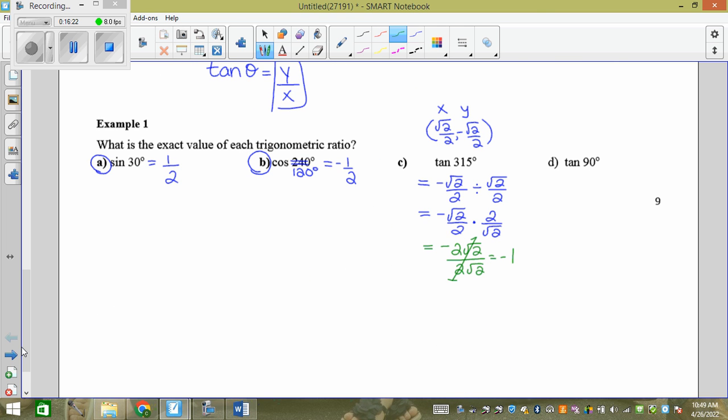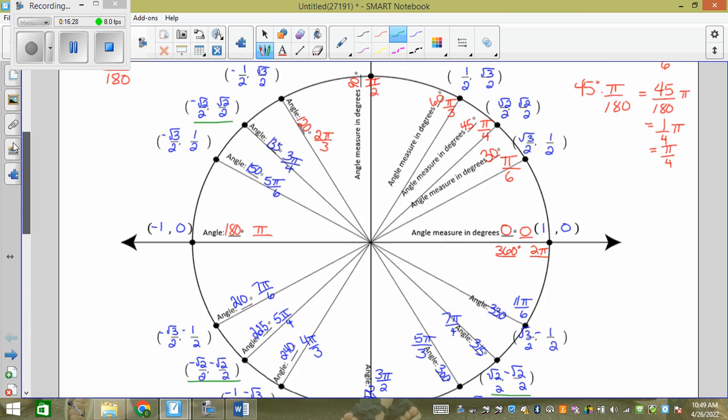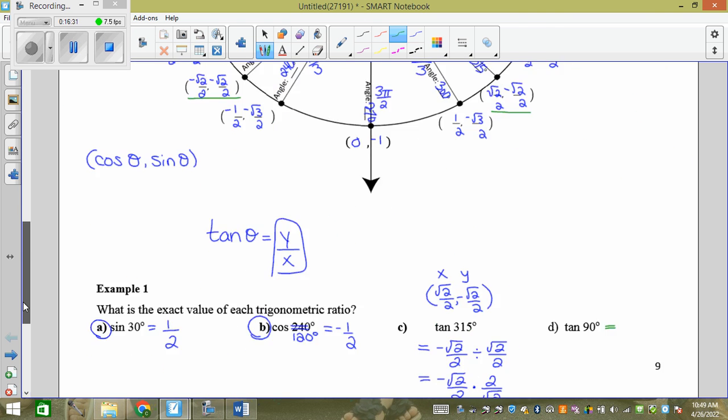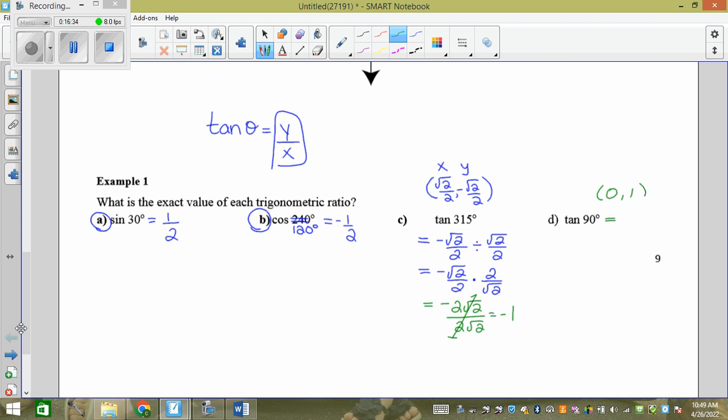Okay, what about tan of 90? So what is the coordinate at 90? 0, 1, correct? So this is my x and my y. And tan, I have to do what divided by what? Y divided by x. So it's going to be 1 over 0. Can I divide by 0? No. So when you see 1 over 0, your answer is actually undefined. There is no answer, so you have to write undefined. Now we're going to flip over.